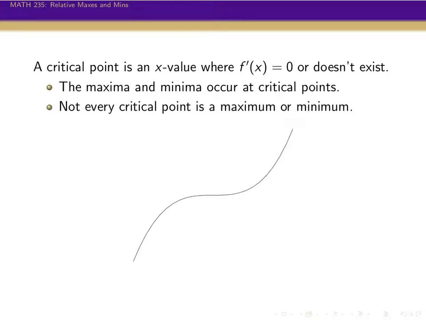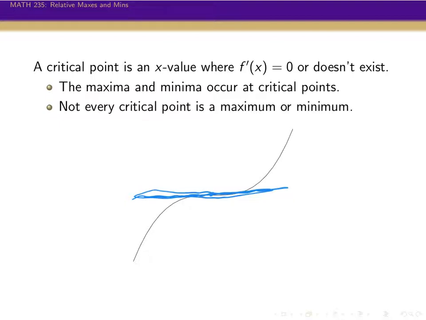But just because something is a critical point doesn't mean that it's a maximum or minimum. So if you look at this point right here, this looks something probably like a cubic. At that point right in the middle, the slope is horizontal, but it is neither a max nor a min. It can't be a max because points to the right are higher than it. It can't be a min because points to the left are lower than it. So this is neither a max nor a min, but the value of the derivative in the middle there is 0, so it is a critical point.